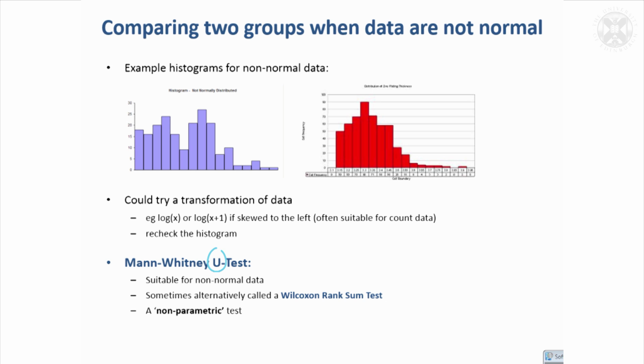And the U comes in because when the statistic was calculated by hand, they came up with a test statistic, a U statistic, so a bit meaningless really, but the name has kind of stuck for the test. So that's suitable for non-normal data, and as I said, it's the first example we've got of a non-parametric test.